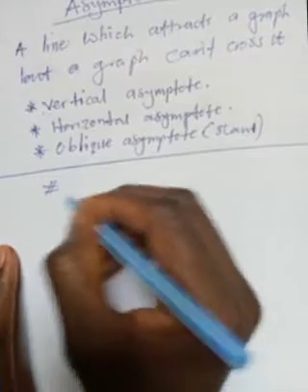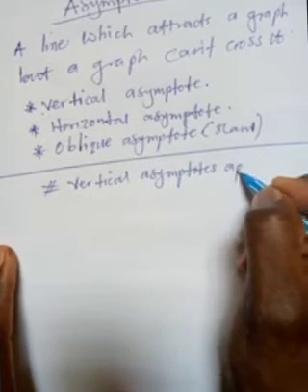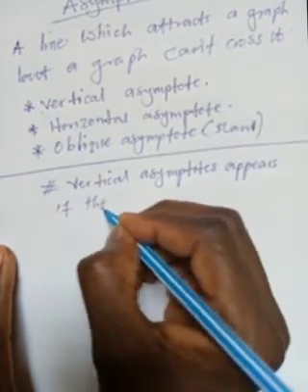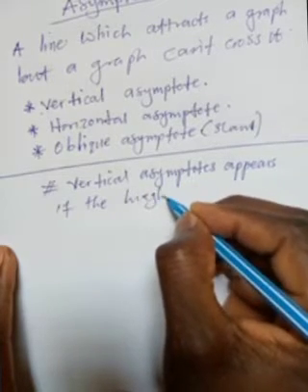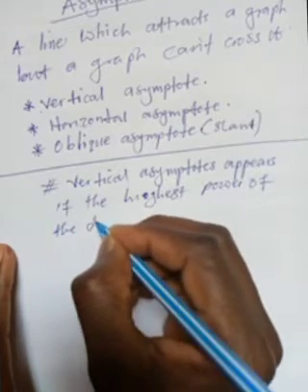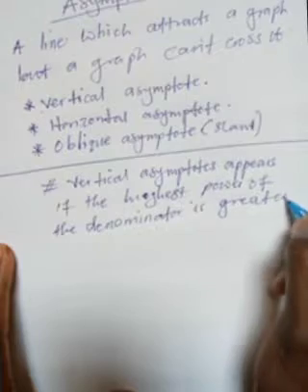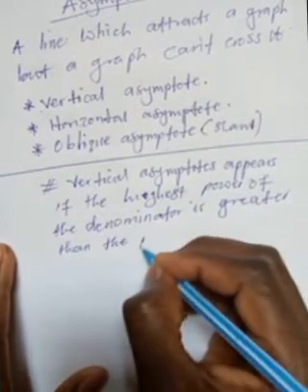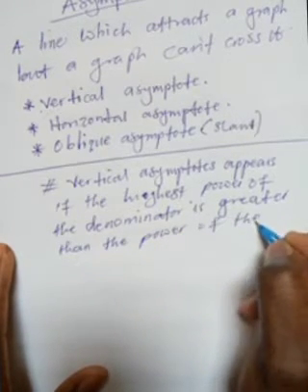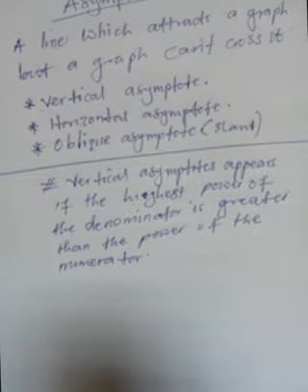Now, so I'll start. Vertical asymptotes appear if the highest power of the denominator is greater than the power of the numerator. Now, what does it mean if you say the vertical asymptote appears if the highest power of the denominator is greater than the highest power of the numerator? What exactly does it mean if you put it like that? A good example I would like to give you is this.